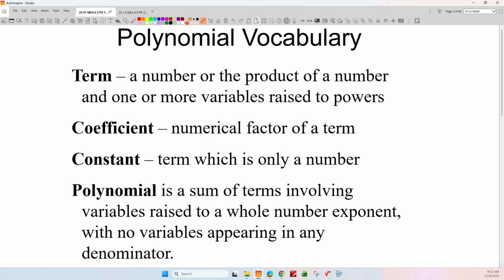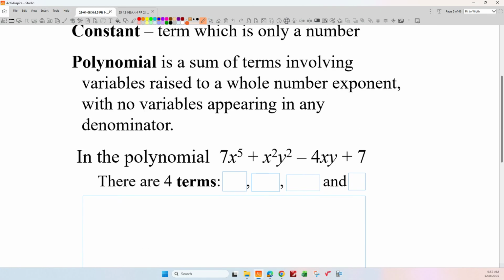All right, so quick reminder. A term is a number or the product of a number and a variable. Maybe more than one variable, but for us, just one variable. Coefficient, we already know that's what's multiplied by a power of a variable. Constant is the term at the end which doesn't have a variable in it because the power of the variable is 0, so we don't write it. And a polynomial, as we've said, is just a sum of terms, each of which involves a variable raised to a whole number exponent and a real number coefficient.